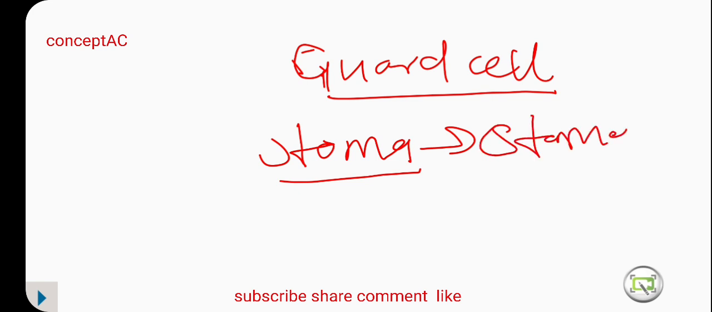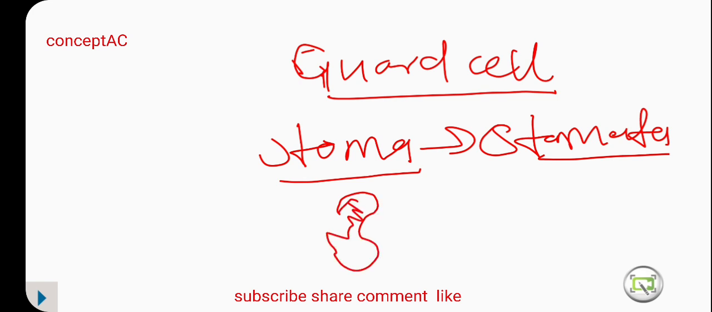Stomata, this is the pore found in the leaf, so that water can enter and leave the cell, so that gases can enter and leave the cell. It's just the pore. Now, what determines the size of the pore is the guard cells. So guard cells are found in pairs. The guard cells can't be alone.